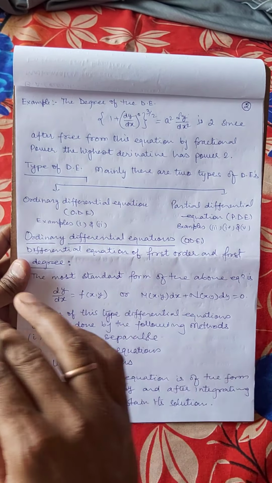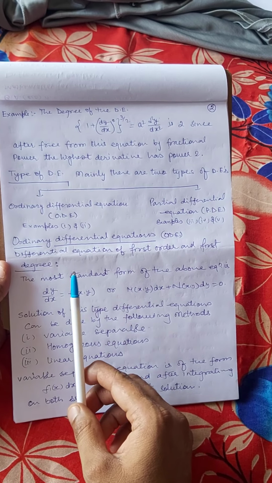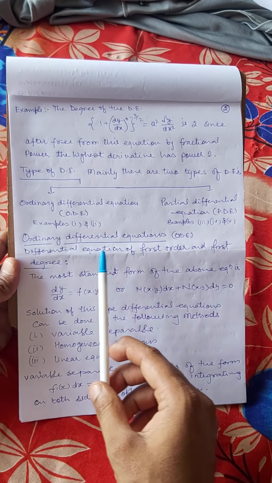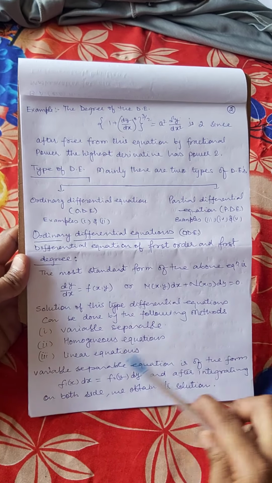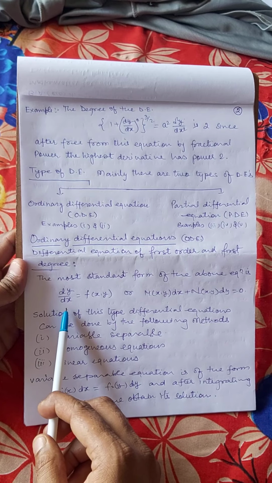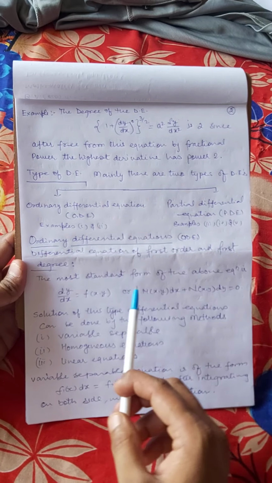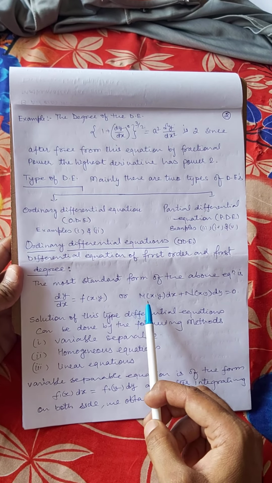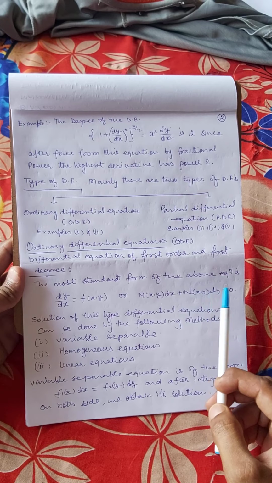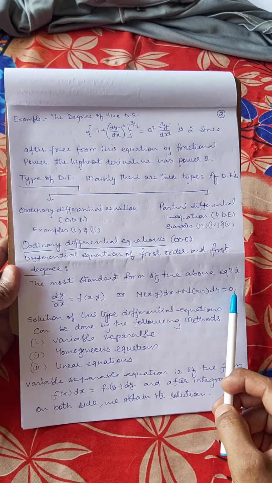Okay, let us start ordinary differential equations of the type of first order and first degree. The most standard form of the first order and first degree differential equation is dy over dx equal to a function of x and y, or you can say M(x, y) dx plus N(x, y) dy equals 0.